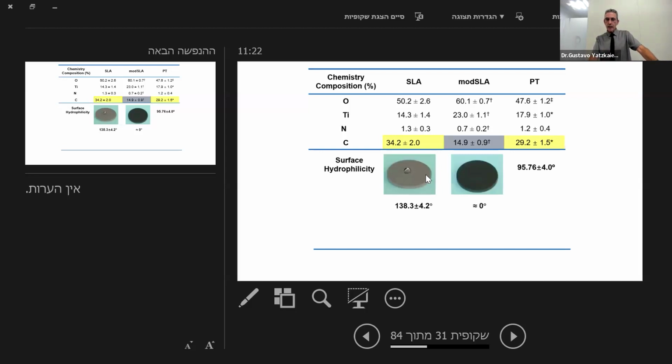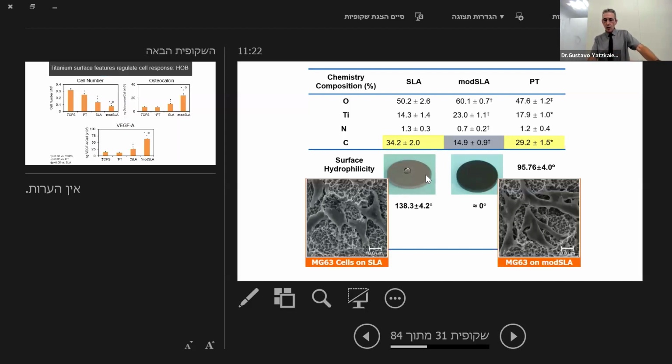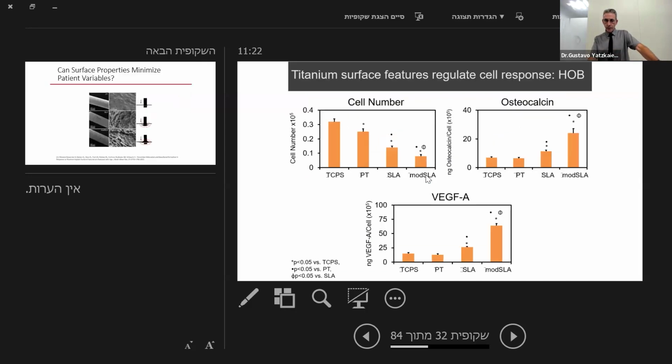As we can see here, the manufacturers put a drop on the left side. We can see a drop that is totally hydrophobic with 138 degrees. And on the right side, we cannot see the drop because it's totally hydrophilic, 0 degrees. And this is our goal. Another important thing is not to change the topography.